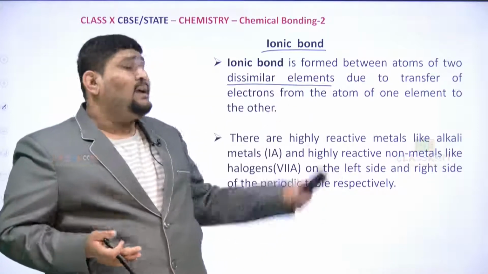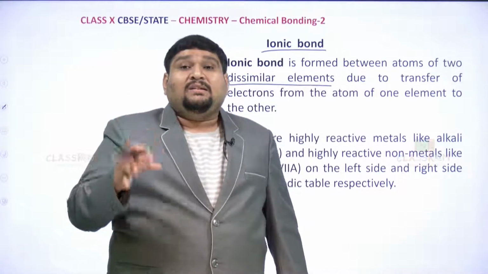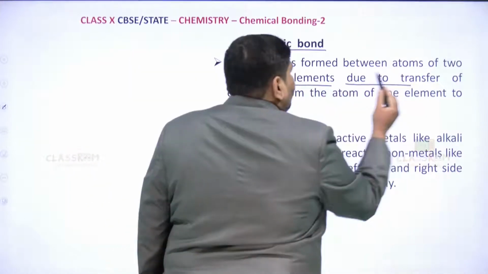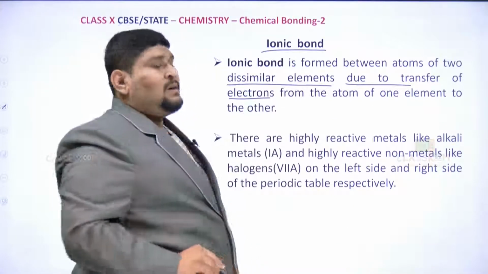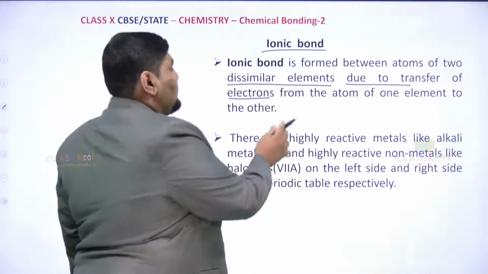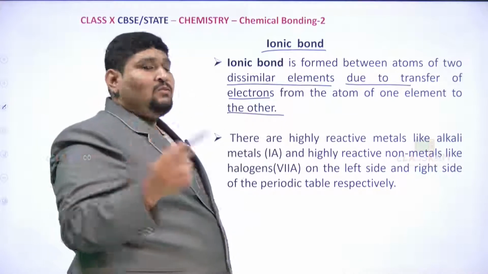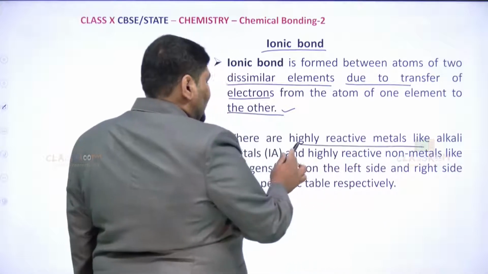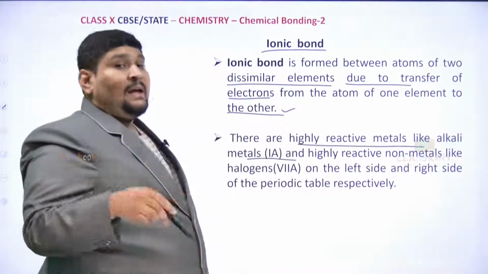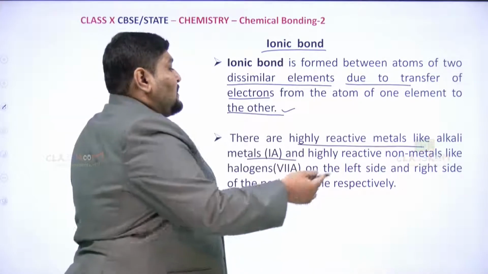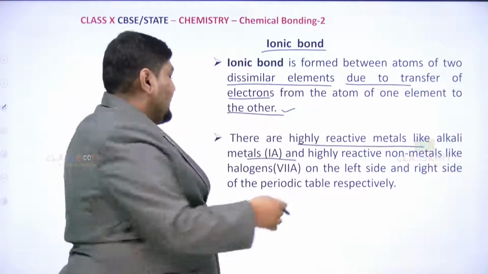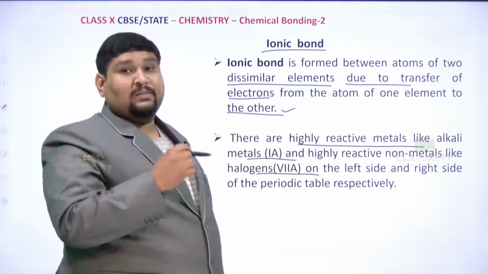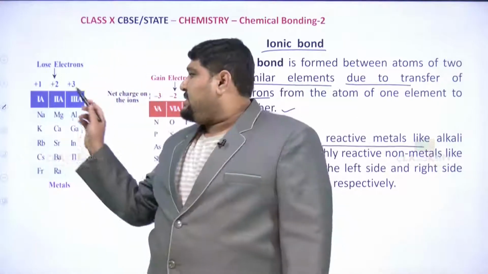These dissimilar elements are formed due to the transfer of electrons from one atom of one element to the other. They are highly reactive metals, like the alkali metals of group 1A, and highly reactive non-metals, like the halogens of the 7th group, on the left side and right side of the table. We already considered the same example.